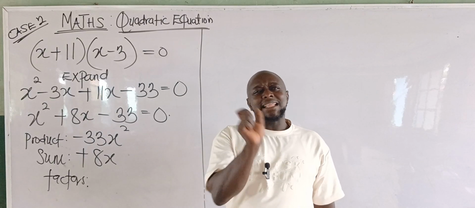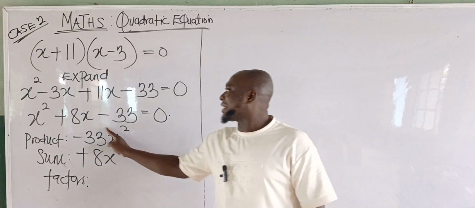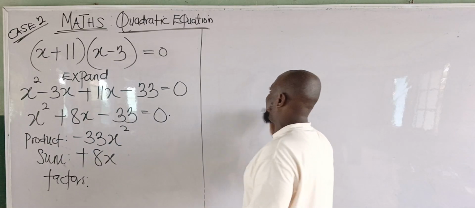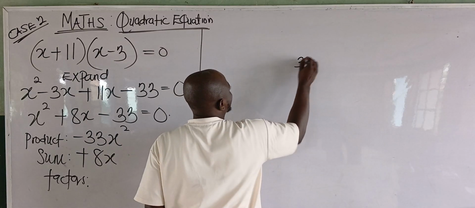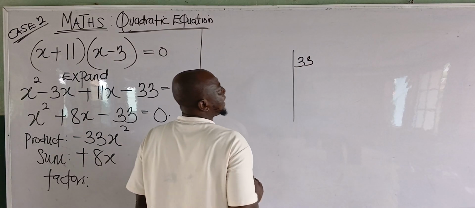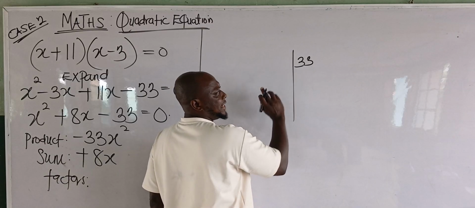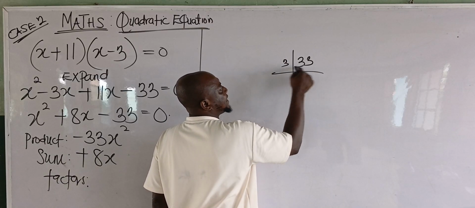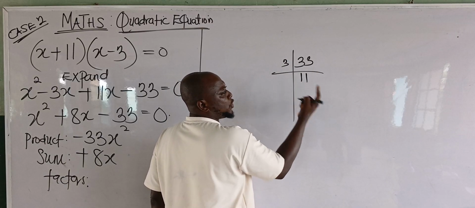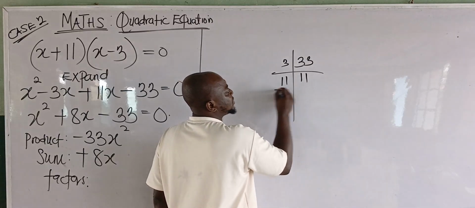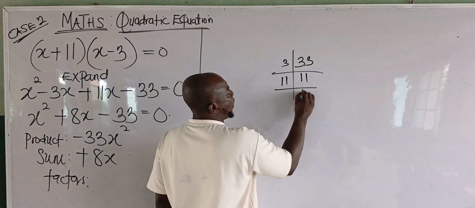So what do we do? I think this is just the easiest method. Take this 33, only 33, take it outside, take it somewhere. So I have 33 here. Now, what can go into 33? 3 can go, break it down. 3 here will give me 11. What can go into 11? Nothing else apart from 11. So I'm having 1 here.